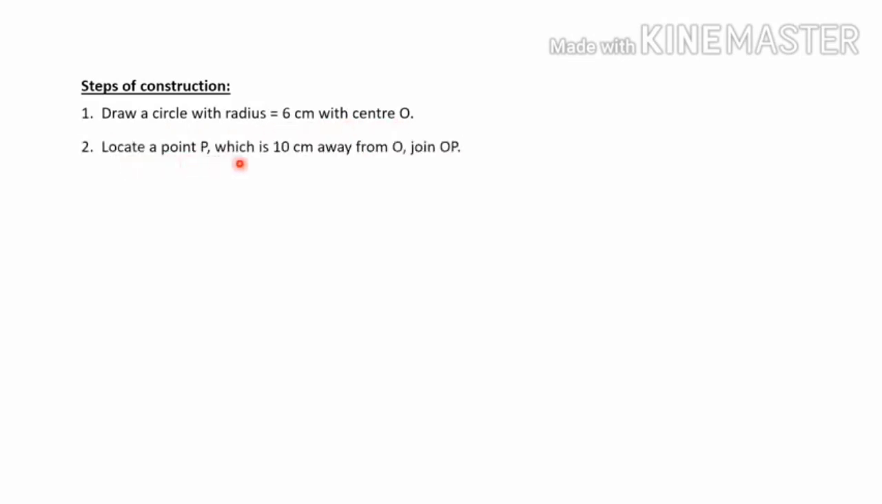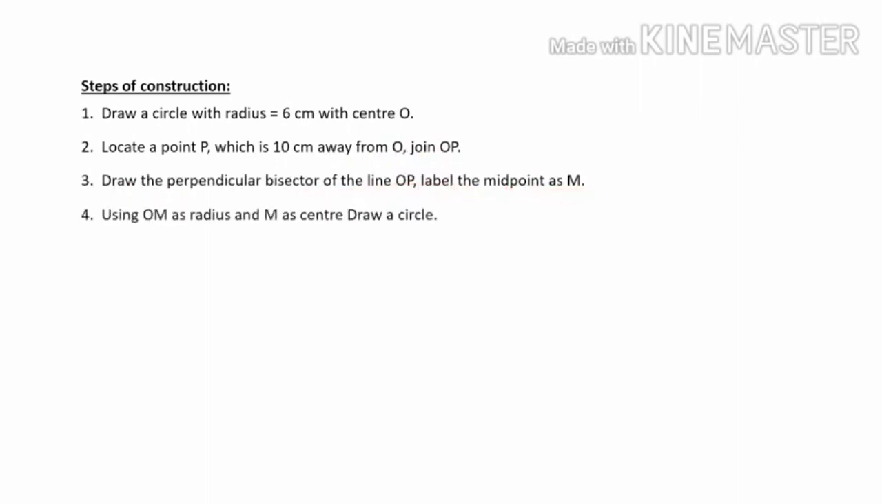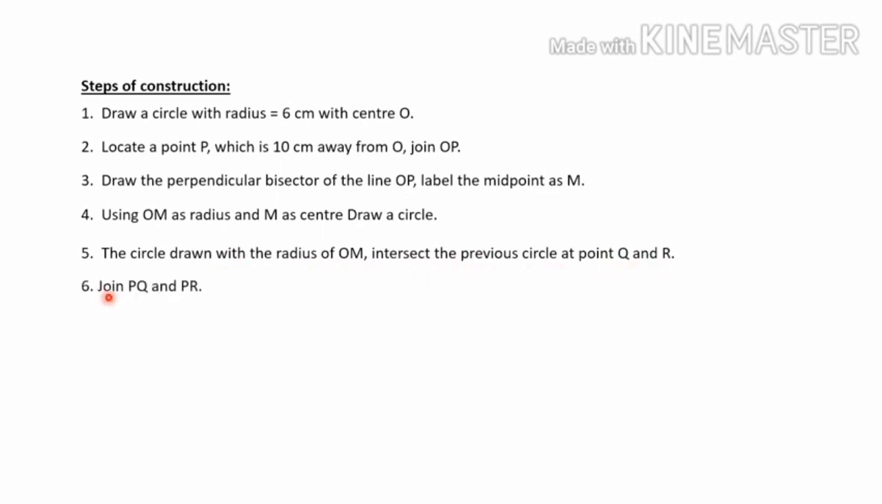Next, we have to write the steps of construction. Draw a circle with radius 6 cm with center O. Locate a point P which is 10 cm away from O. Join OP. Draw the perpendicular bisector of line OP. Label the midpoint as M. Using OM as a radius and M as center, draw a circle. The circle drawn with radius OM intersects the previous circle at points Q and R. Join PQ and PR. PR and PQ are the required tangents.